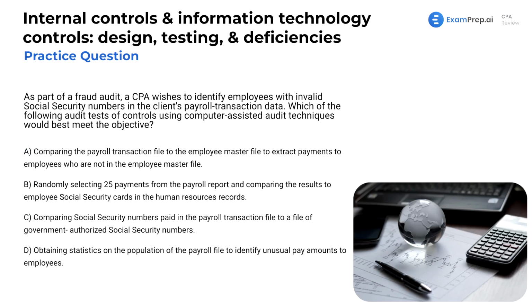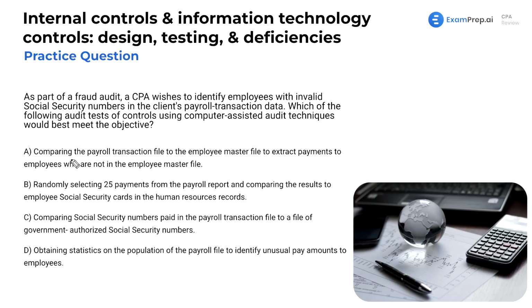Next up, as a part of a fraud audit, a CPA wishes to identify employees with invalid social security numbers in the client's payroll transaction data. That's a pretty good task. Which of the following audit tests of controls using computer assisted audit techniques would best meet the objective? All right, so we've got to think about these logically.